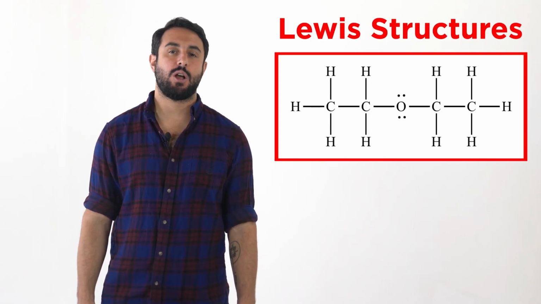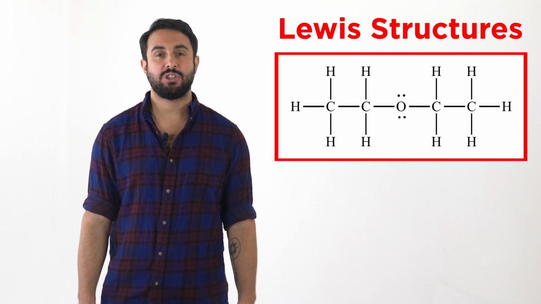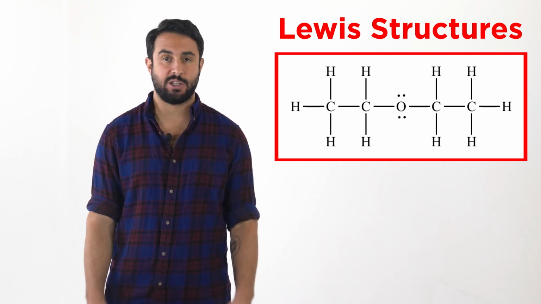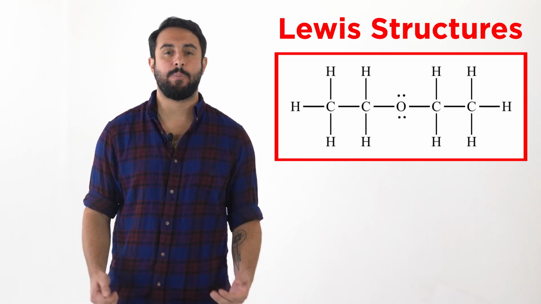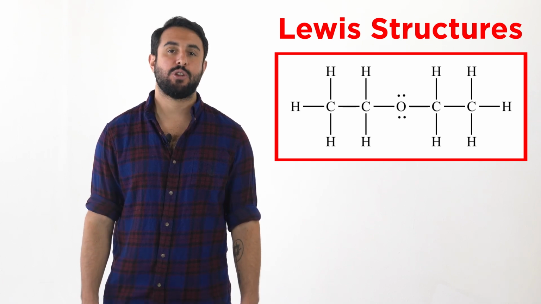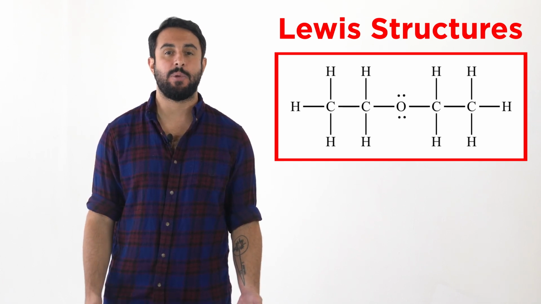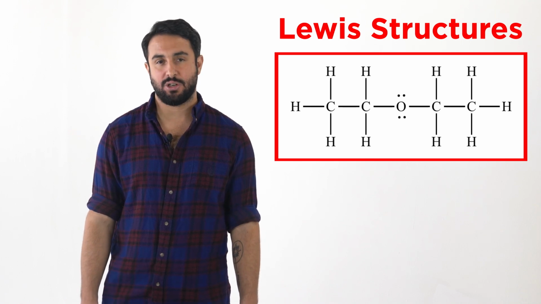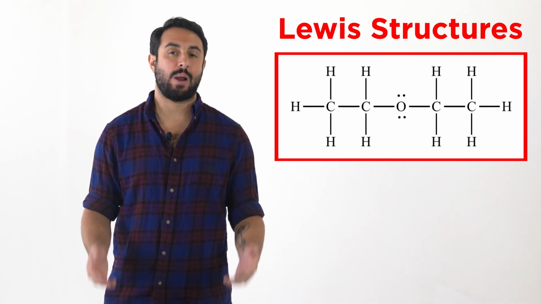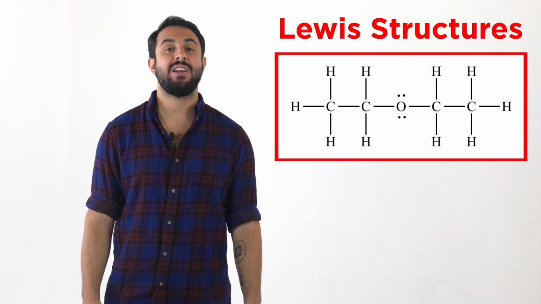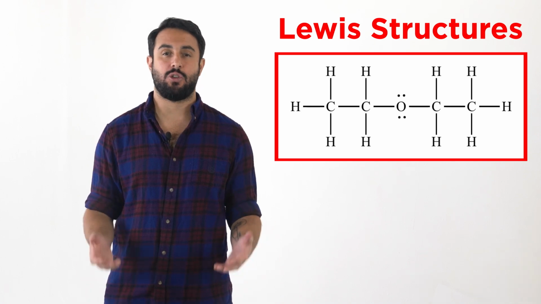We are now able to draw Lewis structures for any molecule, which tell us a lot about the structure of a molecule. They tell us which atoms are bonded with which other atoms, whether by single, double, or triple bonds, as well as any lone pairs that may be present. But they have one limitation. They are two-dimensional representations of molecules that in actuality are three-dimensional objects.